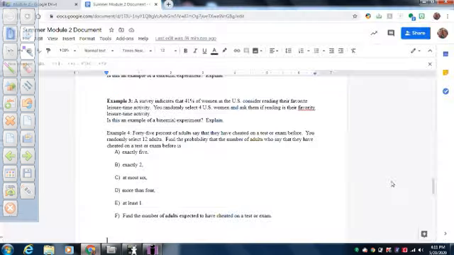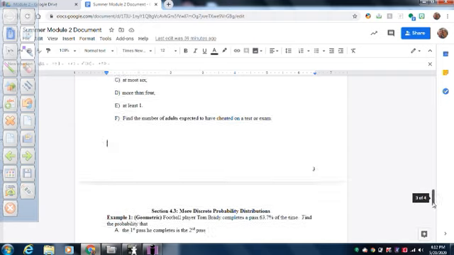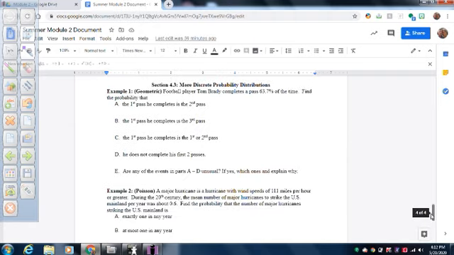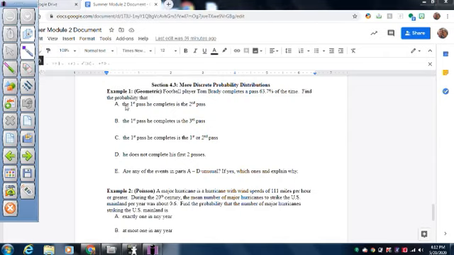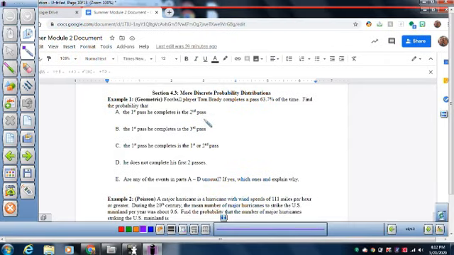So if we look at this problem, geometric football: the football player Tom Brady completes a pass 63.7% of the time. Find the probability that the first pass he completes is the second pass. So that's the probability that X happens on number two.